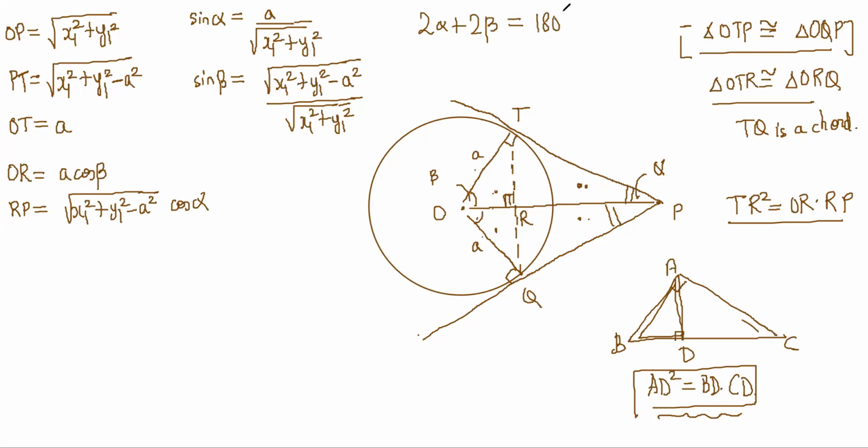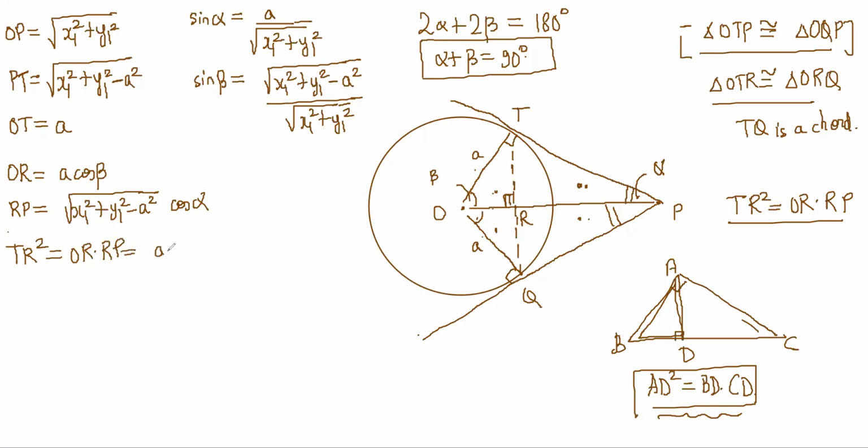Right? So we know that alpha plus beta is equal to 90 degrees. That is a useful thing to know. Alpha plus beta, obviously that is 90, right? So OR and RP we know. So TR square is equal to OR into RP.